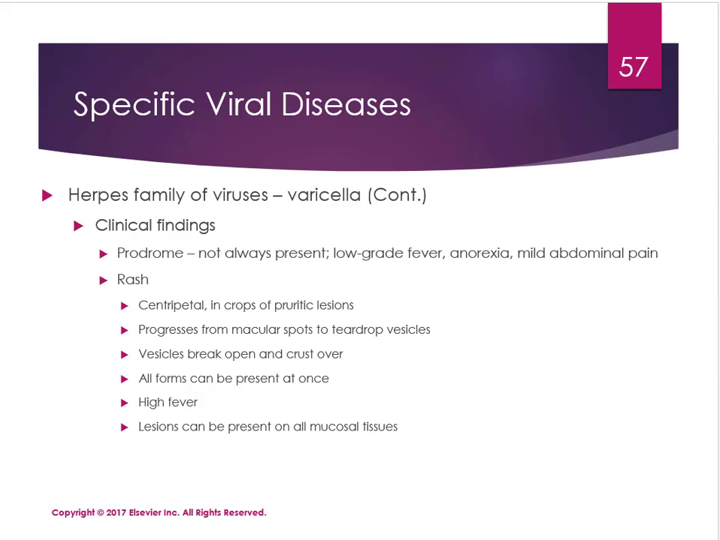You will see the rash with central lesions that are sporadic and crop together. It can progress into macular spots that have teardrop vesicles. As these open and break, they'll crust over, and you can have all different types at once. You may see a high fever, and the lesions can be present on the mucosal tissues as well. There can be an average of about 300 lesions, and the scabs can last anywhere from 5 to 20 days depending on the depth of the lesion.